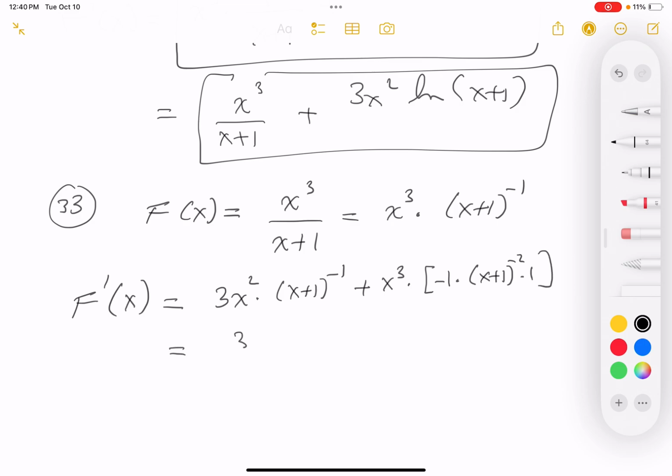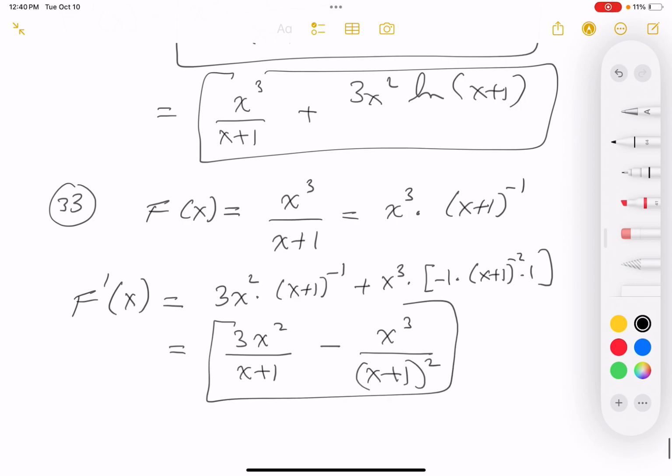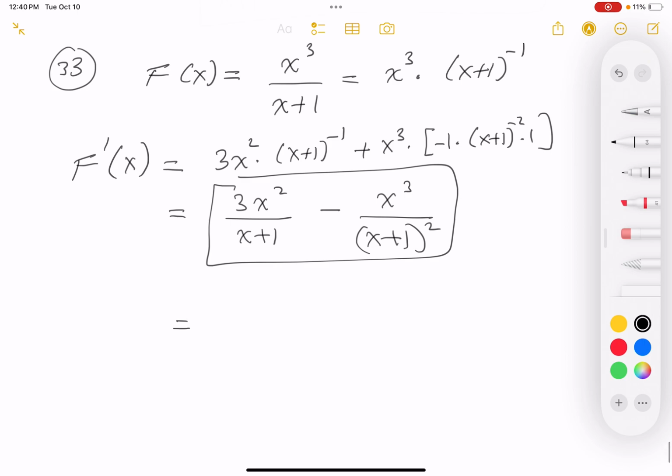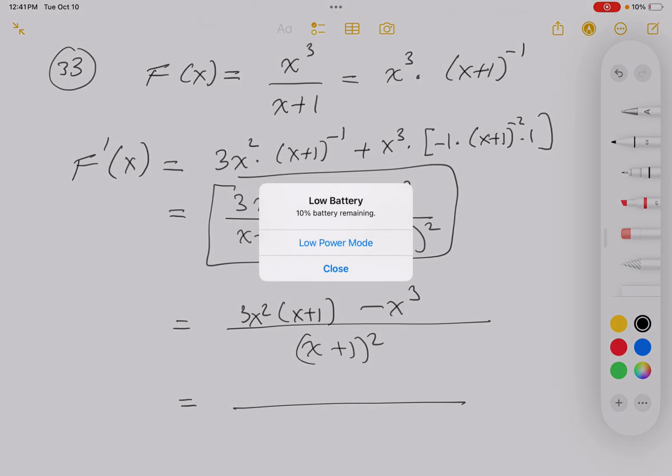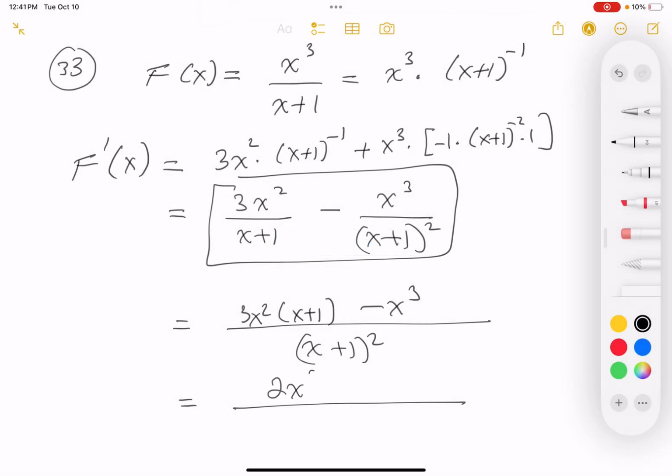Let me just clean it up a little bit, and that's going to be 3x squared over x plus 1 minus x cubed over x plus 1 squared. If you want to write in terms of one term, which you did, I'll go through that with you, that's fine. Over x plus 1 squared, that would be 3x squared, x plus 1 minus x cubed. Let's see if we can figure that out. You're going to get 3x cubed minus x cubed, which is 2x cubed, plus 3x squared over x plus 1 squared, which is not a bad answer, by the way.